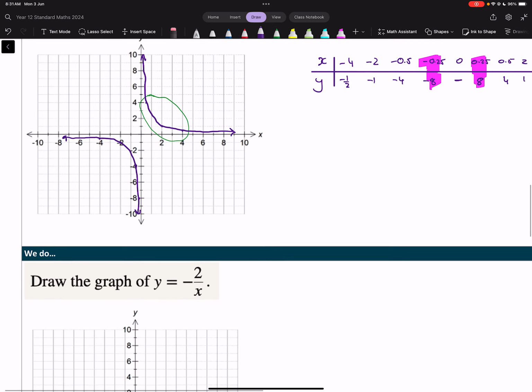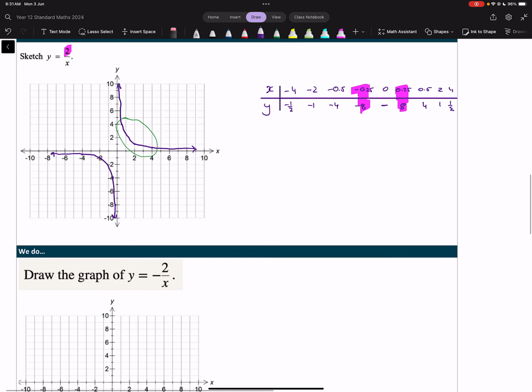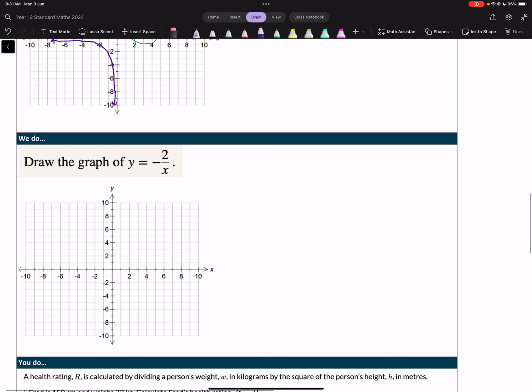Now that we've drawn the graph of 2 over x, we know what's going to happen with the graph of negative 2 over x because it's just going to be the other way around. There'll be a point there at a quarter and 8, there'll be a point there at a half and 4, there'll be a point there at 2 and 1, 4 and a half, so on. And then you can just draw your line and then do the same thing here. And there you go, we've drawn that one too.